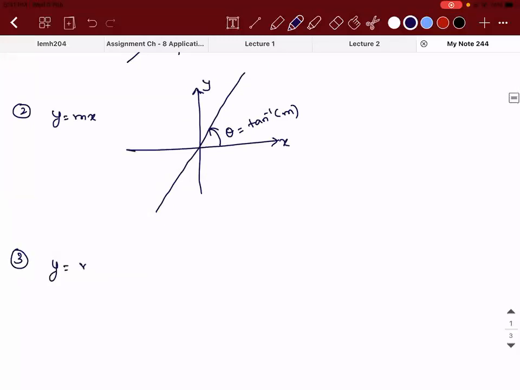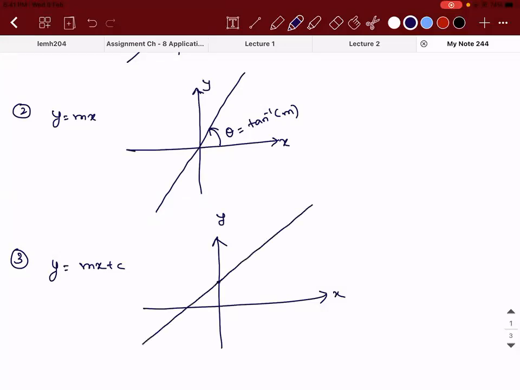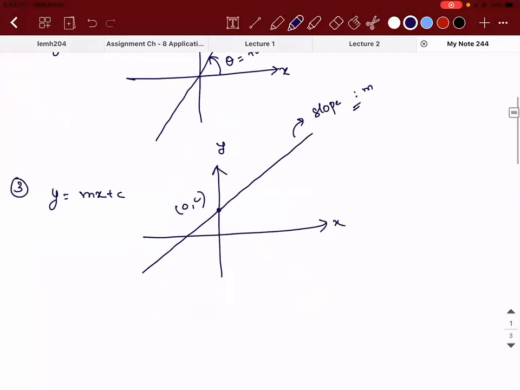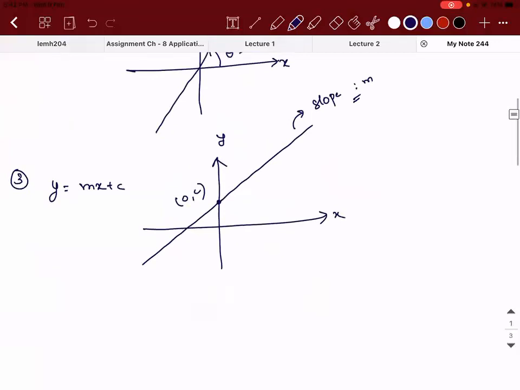Third, y is equal to mx plus c. X-axis, y-axis. Y is equal to mx plus c is this line, where this point is how much? It is 0, comma c. And the slope of this line is m.